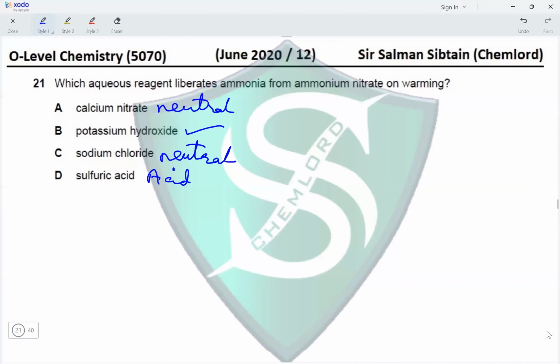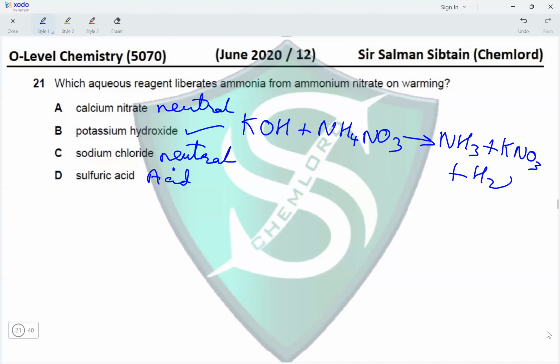And as for potassium hydroxide, the reaction would be KOH plus NH4NO3, giving us ammonia gas, potassium nitrate, and then we have H2O forming. So this is the reaction that is taking place. We have production of ammonia gas here, making option B the correct option for this question.